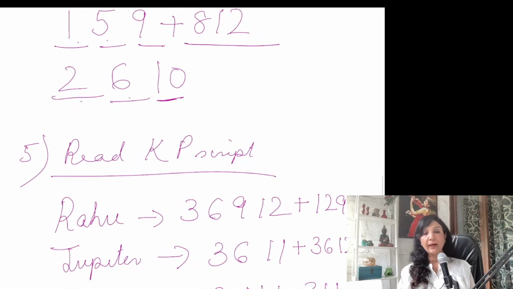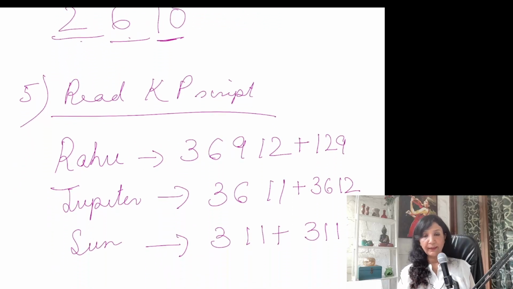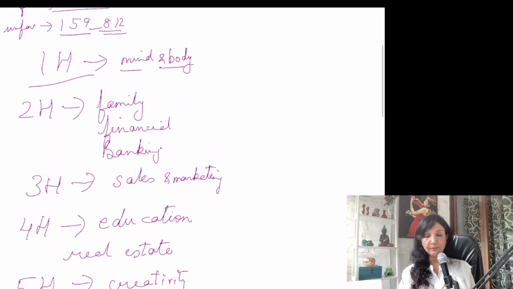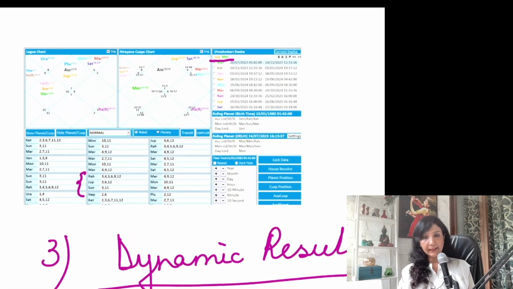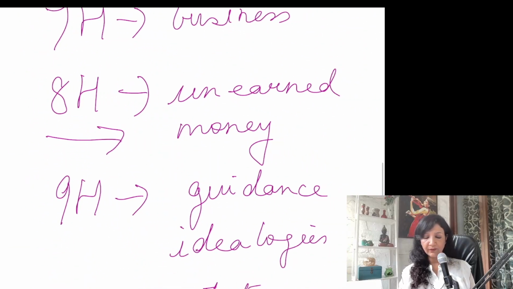Now, fifth point, how to read KP script. So in this horoscope, like I explained, we saw we have to read the static results first. Rahu is showing the promise. So how to read the promise? Then we will come to the dynamic results, what Antardasha and Mahadasha are saying. So let's see how to make a complete script. I have made the complete script like this.